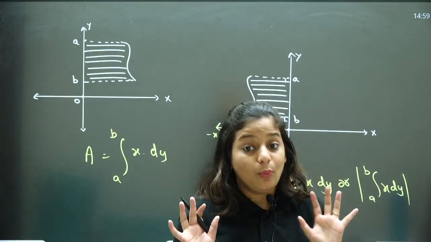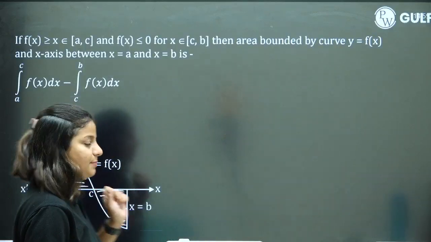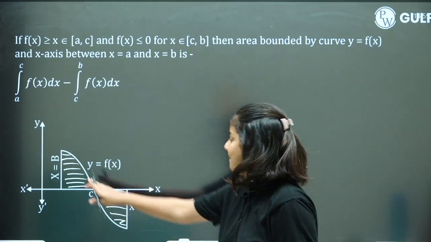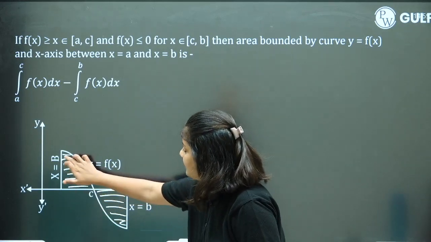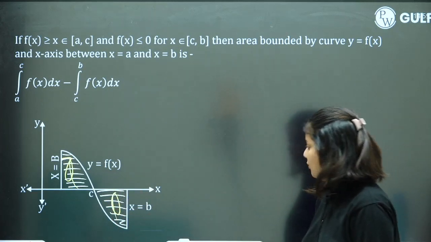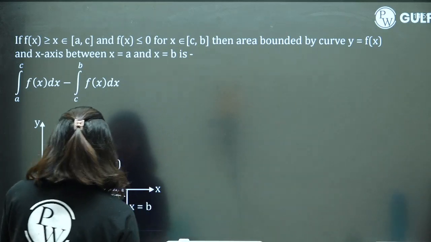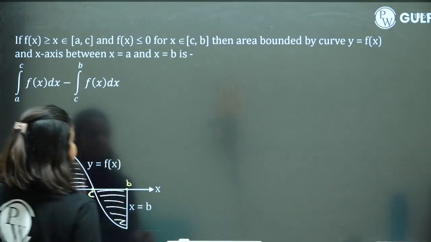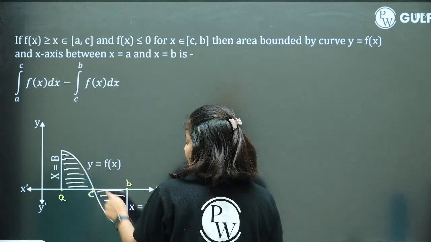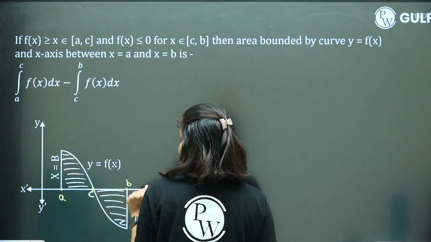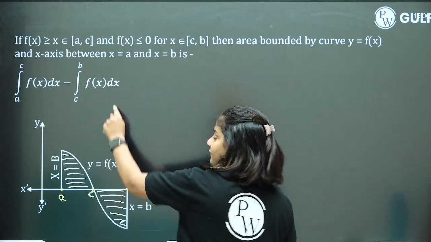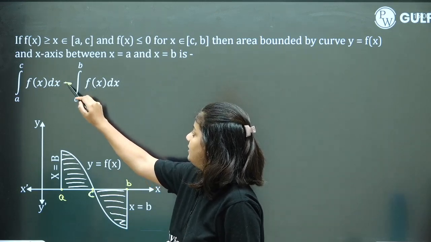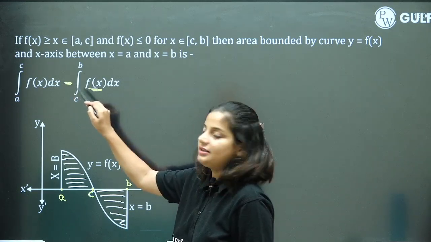Done? No, wait. This is the basic. Sometimes you have a combination of up and down. You want to find this upper area, you want to find this lower area, both, which is, let's say, from point A to C and then C to B. Either you can say the shaded area is equal to integral A to C f of x dx and minus C to B f of x dx. Why this minus sign? Because this area is already negative, and this negative will make it positive.